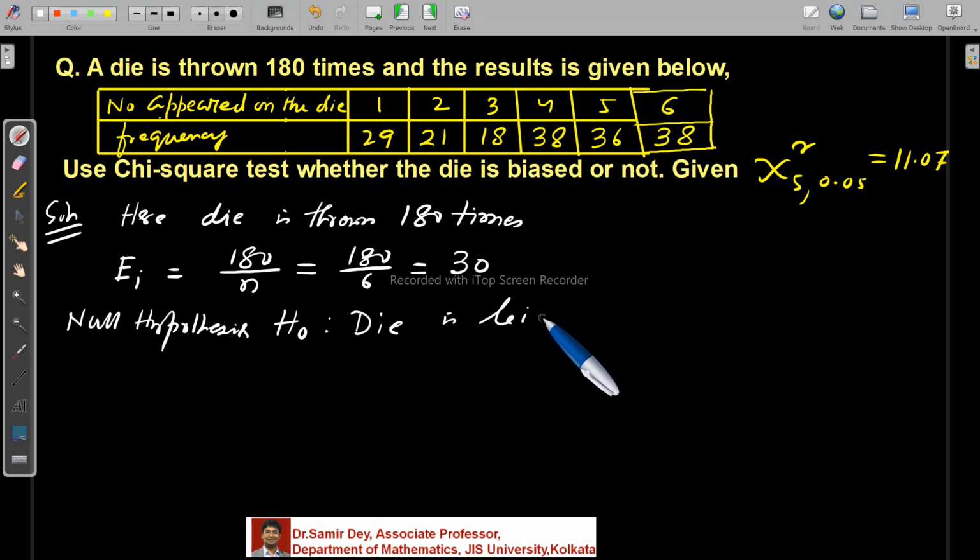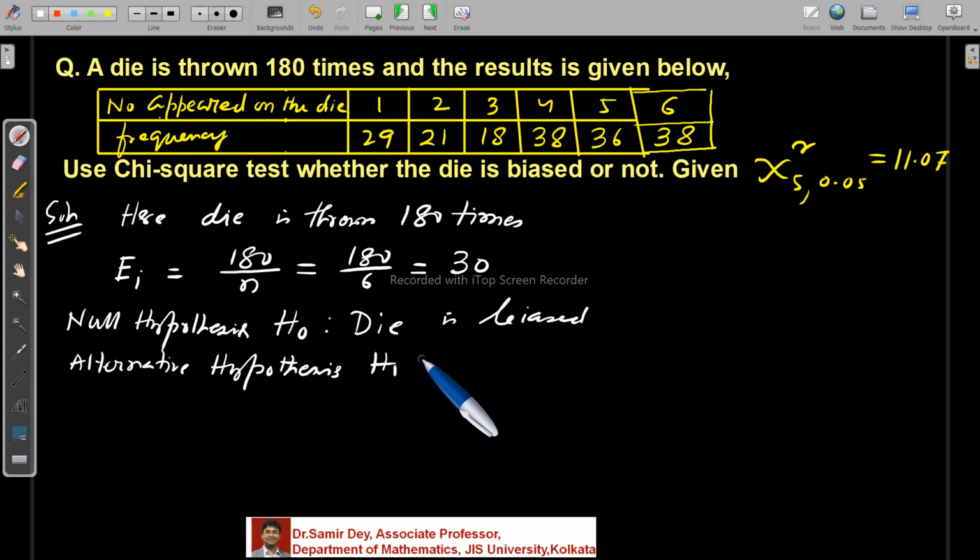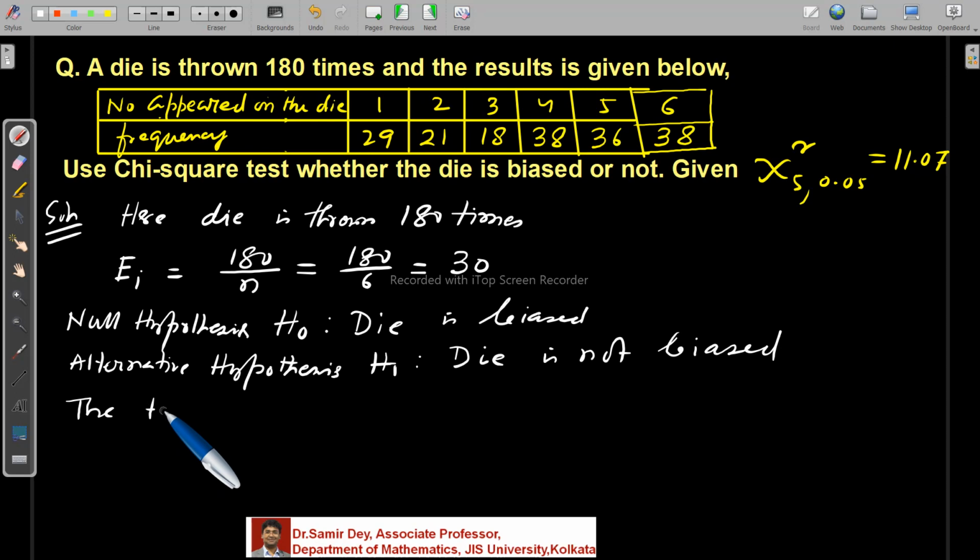Is it clear? What about the alternative hypothesis? H1: die is not biased. So here the null hypothesis you are considering yes, and the alternate hypothesis is always the reverse of that. Is it clear? Okay. Next write down the test statistic.